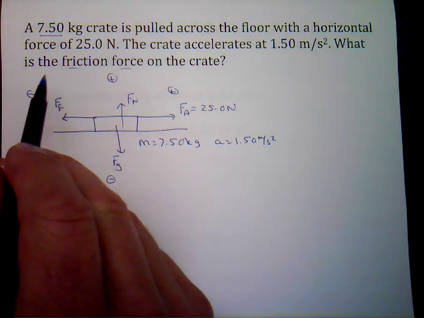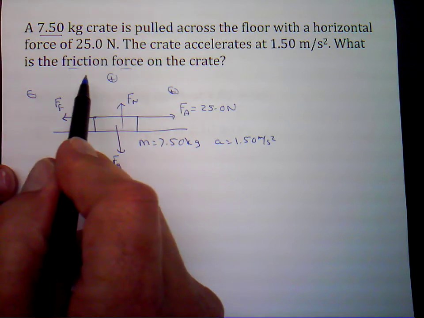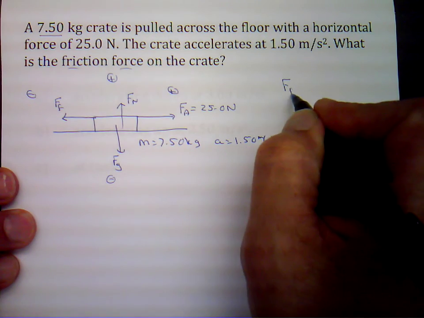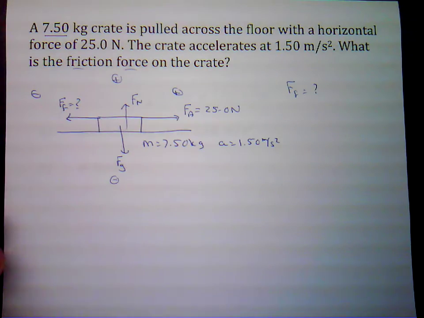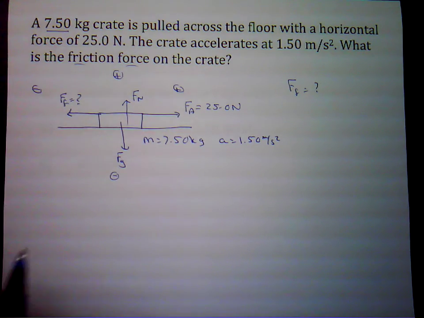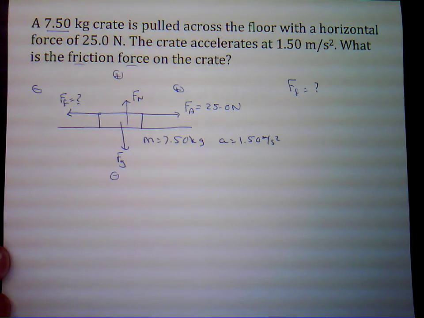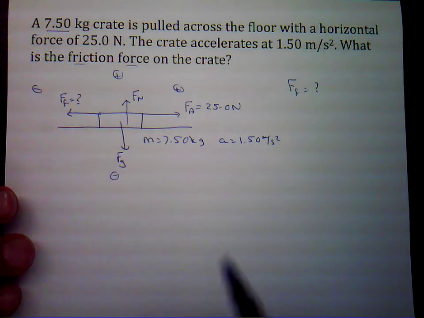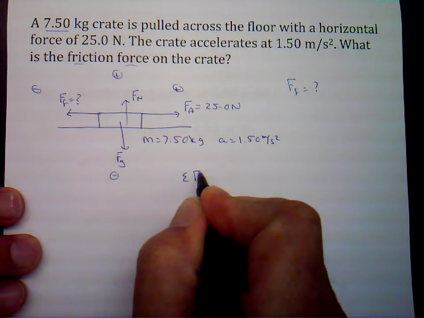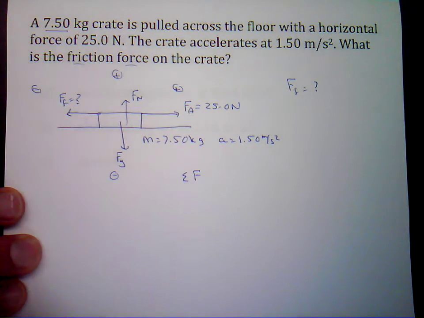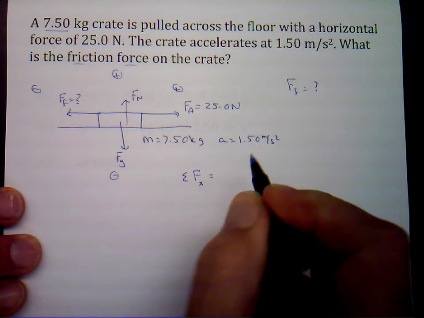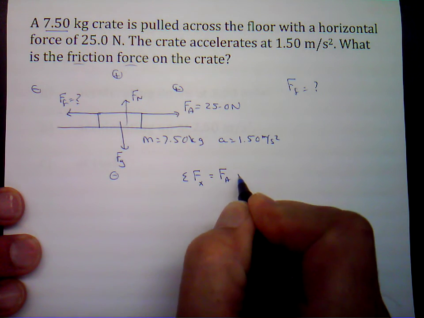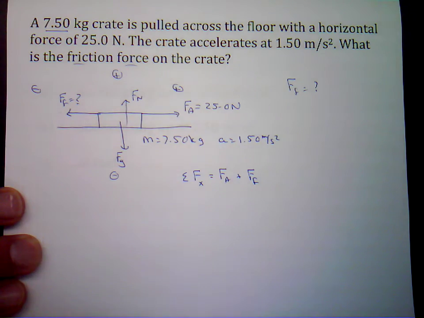We want to identify now what we're solving for. In this case, we want to determine the friction force that's acting on the crate. So this is what we're trying to solve for. And in order to do this, we have forces and acceleration. We know that the summation of forces, since the only motion is in the x direction, we can add up all the forces in the x direction, which are going to be the applied force plus the friction force.